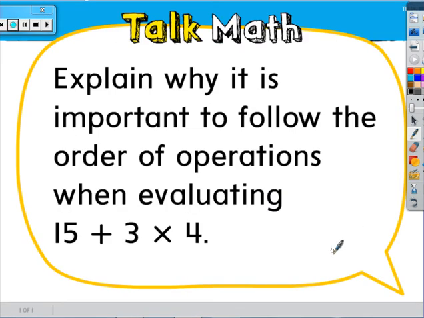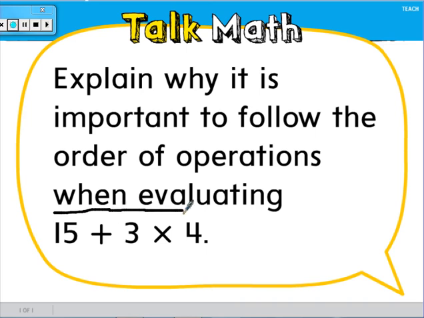Now, right here, I want to know why it is important to follow the order of operations when evaluating. So I want you to solve this in 2 different ways. I want you to start from the left side of your problem, and I just want you to do this problem going to the right. Exactly how it is. So 15 plus 3 times 4. Do it in that order. Yes, on your whiteboards, while I'm talking to you.